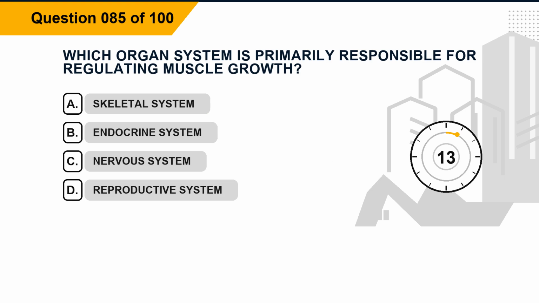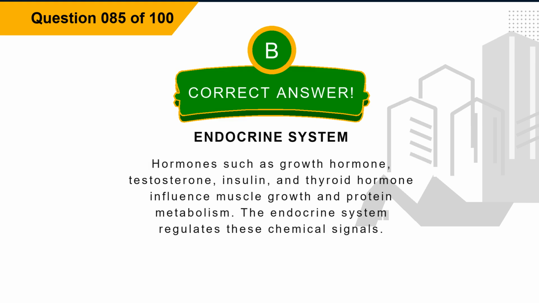Question 85. Which organ system is primarily responsible for regulating muscle growth? Option A, skeletal system. Option B, endocrine system. Option C, nervous system. Option D, reproductive system. The correct answer is option B, endocrine system. Explanation. Hormones such as growth hormone, testosterone, insulin, and thyroid hormone influence muscle growth and protein metabolism. The endocrine system regulates these chemical signals.